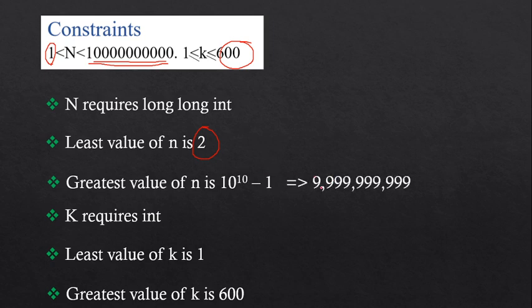10 power 10 minus 1 is nothing but 10 nines. Okay, minus 1 means fully nines. How many nines should you have here? 10 nines should be present. That is your greatest value. Okay, a perfect program should work for all the values within the range. Yes, be it the least value or the greatest value, it should work for all the values in the range.